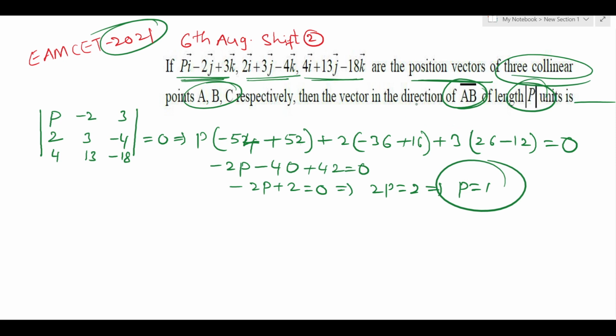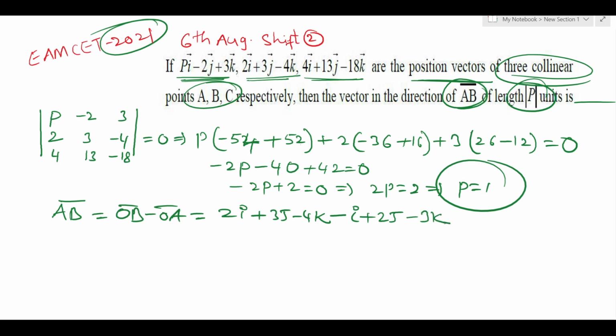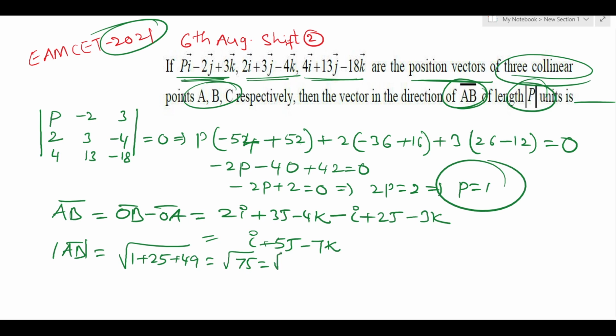Now, the vector in the direction of AB bar: AB bar is equal to OB bar − OA bar. OB bar is 2i + 3j − 4k minus OA bar, where p value is 1, that is i − 2j + 3k. That is equal to 2i − i, 3j + 2j, this is 5j, −4k − 3k, this is −7k. Now find the modulus of AB bar, that is equal to root of 1 + 25 + 49, that is root 75, equal to root of 25 into 3, that is 5 root 3.